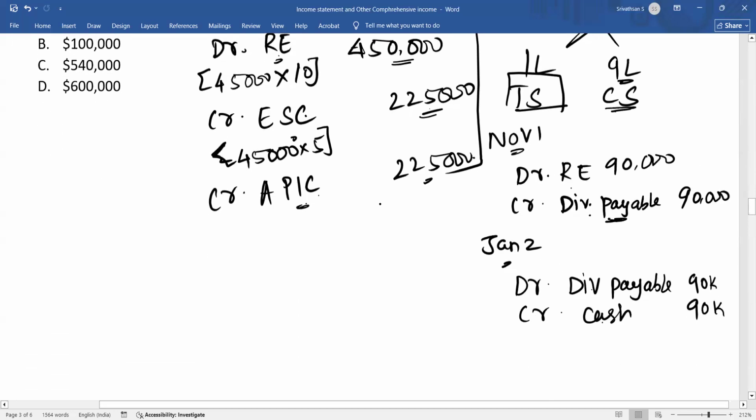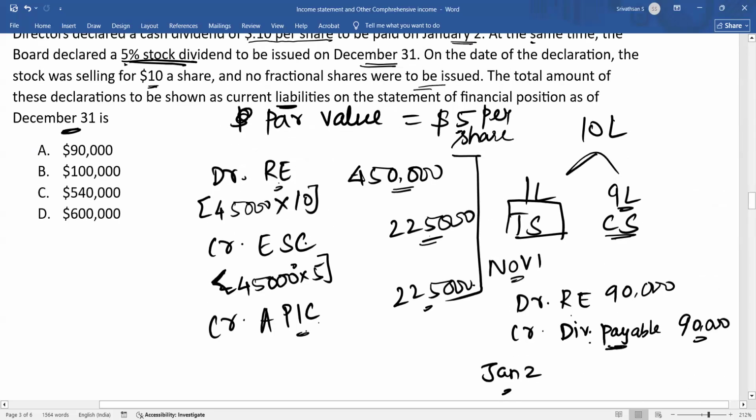But when you look at a cash dividend, there is a current liability of 90,000, right? So a current liability will come into the picture only at the time of a cash dividend. So what is the amount? 90,000. So option A is the right answer.